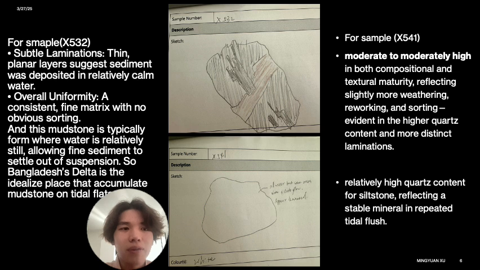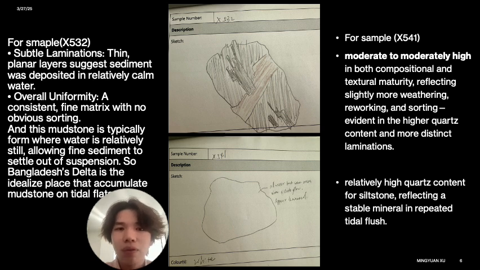So for sample 532, subtle lamination is seen. Planar layers suggest sediment was deposited in relatively clean water, and for its overall uniformity, a consistent fine matrix with no observable sorting, and its mudstone is typical of a setting where water is relatively still, allowing fine sediment to settle out of suspension. So the Bangladesh Delta is the idealized place to accumulate mudstone on tidal flats.